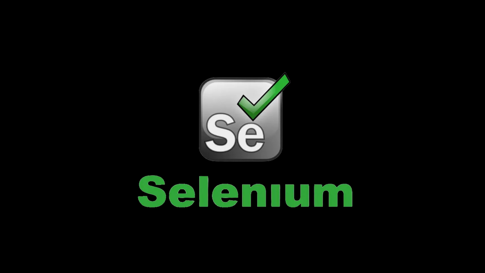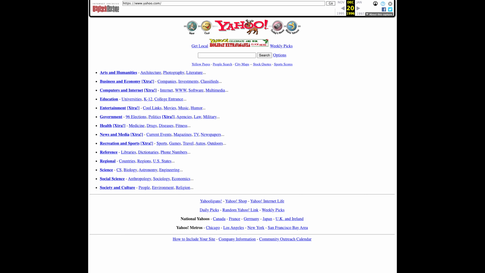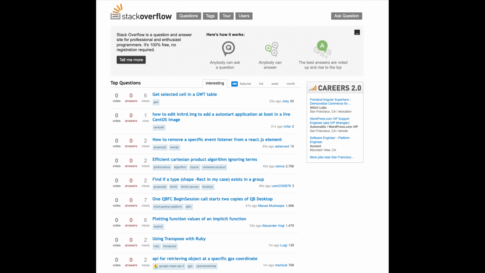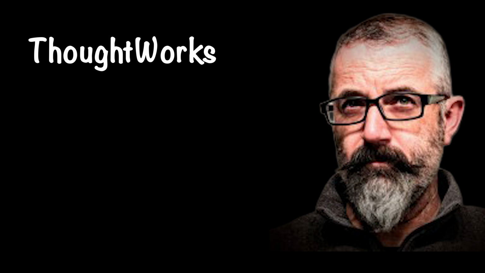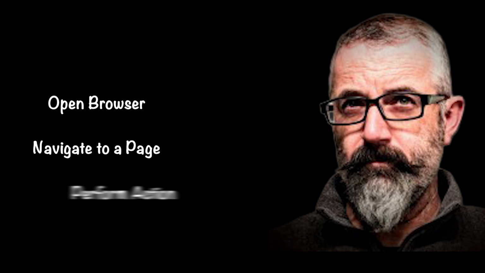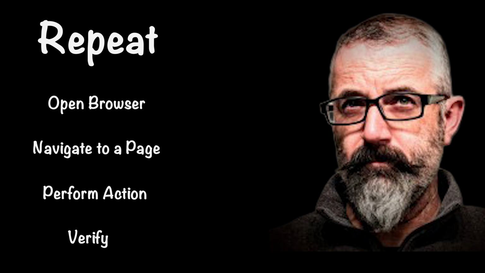To understand Selenium, we need to go back to 2004. At that time, websites were becoming increasingly dynamic. JavaScript was becoming more common and applications were slowly evolving from single web pages into actual web applications. At ThoughtWorks, a developer named Jason Huggins had a problem. Every time the application changed, someone had to open the browser, navigate to a page, perform an action, verify the result, and repeat the entire process again and again.